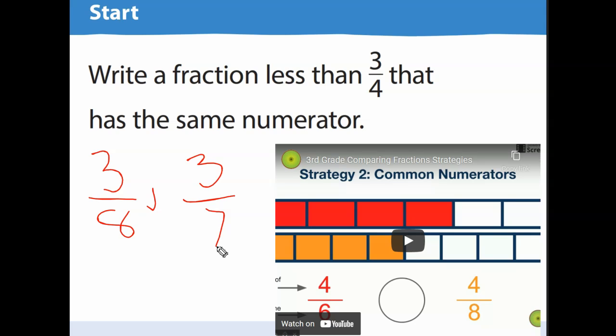But we always need to remember, oh, and somebody wrote 3/6, which is a half. Yes, that's also right. So I should have read the rest of it instead of just stopping at 3/4. It says write a fraction less than 3/4 that has the same numerator. So that means the number at the top has to be the same, right? And my denominator just has to be greater than 4. That's it, and you're good to go.